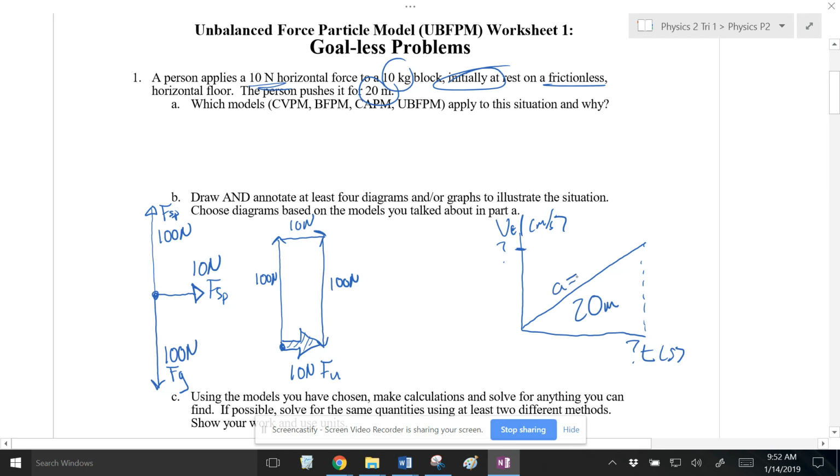I can get the slope of this graph, the acceleration, from this equation. Acceleration equals FU over mass. So I'm going to have a 10 Newton FU divided by a 10 kilogram mass. That's going to give me an acceleration of 1 meter per second squared. So that's the slope on this graph.